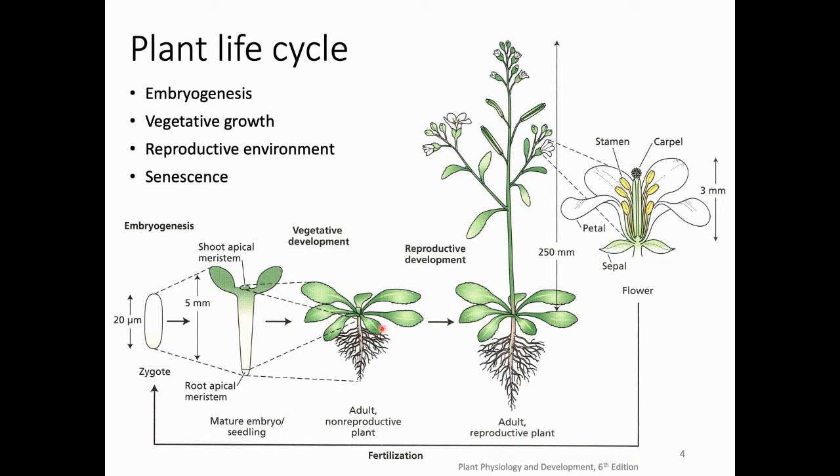And then when the plant grows big and develops enough, it will produce flowers. This stage we call reproductive development. After the plant completes the reproductive development, it will become senescent, getting old and dying eventually.